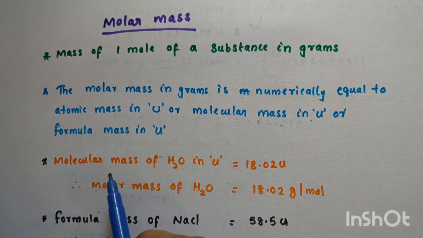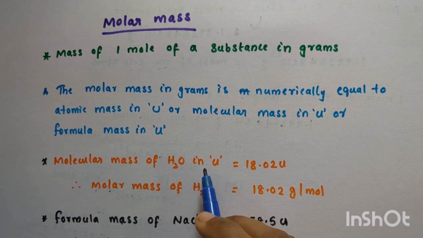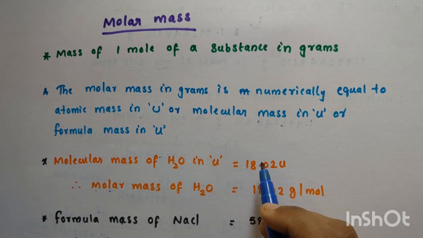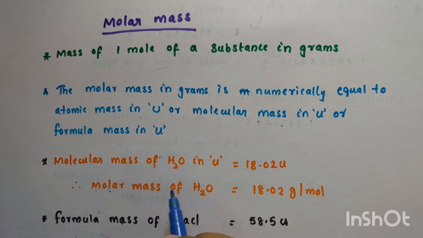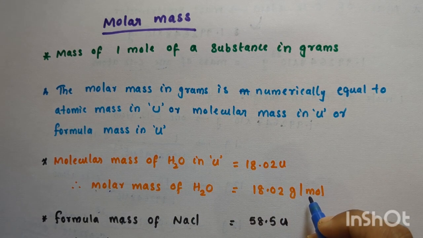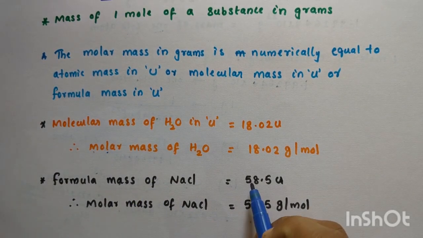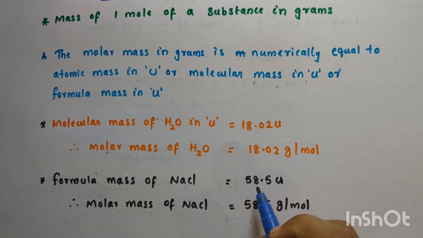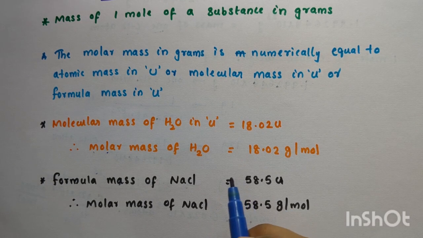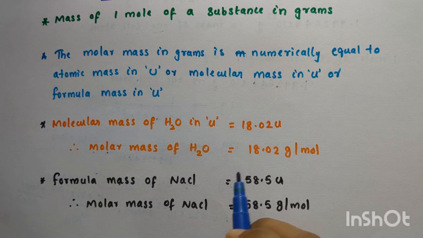For example, the molecular mass of water is 18.02 u, so the molar mass of water will be 18.02 gram per mole. Similarly, the formula mass of sodium chloride is 58.5 u. Therefore, the molar mass of sodium chloride will be 58.5 gram per mole. So the mass of 1 mole of a substance in grams is called molar mass.